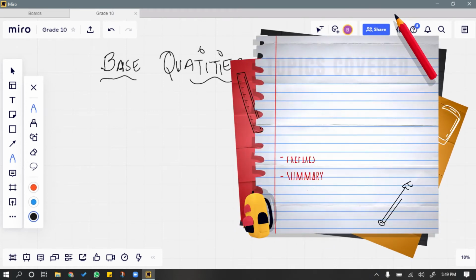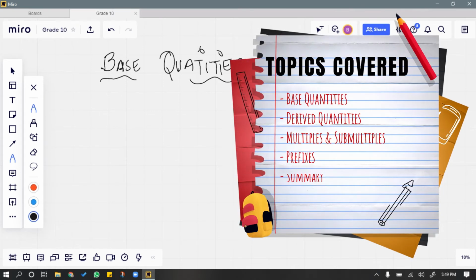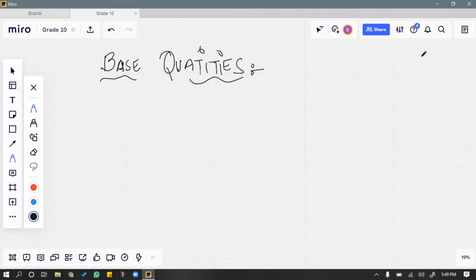Today we are going to study about base quantities. This is almost the end of your chapter number 1, which is measurements. So we left off some certain topics which are too basic, so that's why we decided to cover them in the end.